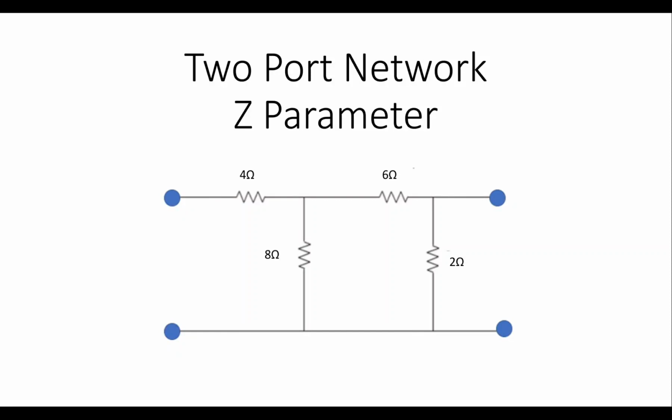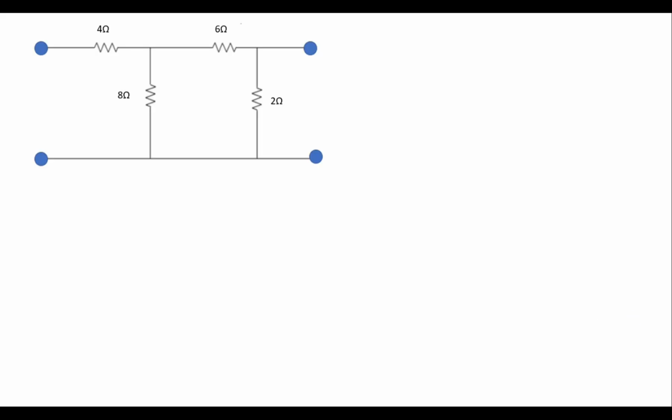Hi, in this class I would like to explain how to get the Z parameter for a two-port network. By looking at this example, we can do the calculation. I will show you how to use mesh analysis to get the impedance parameters.